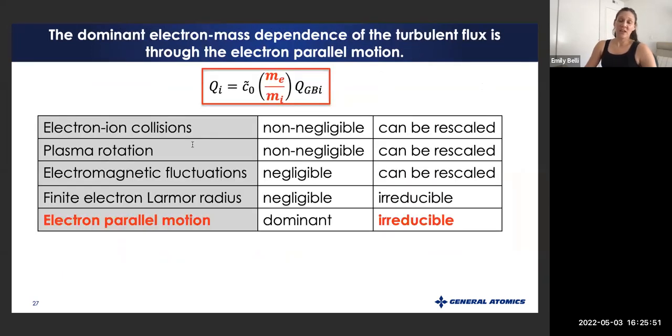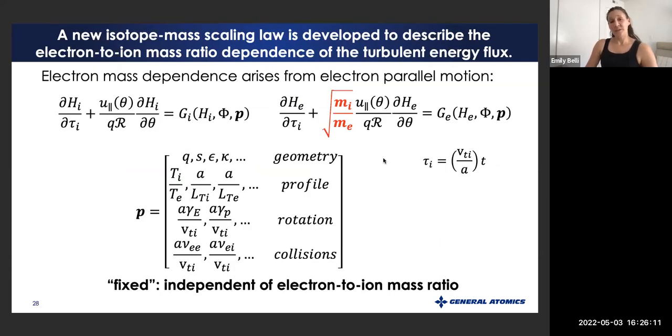Aside from collisions and rotation, for our particular D3D case, electromagnetic fluctuations and finite electron Larmor radius effects are negligible and do not play a critical role in the isotope mass scaling. Our focus then will be on the finite electron mass dependence from the irreducible electron parallel motion. So a new isotope mass scaling law has been developed to describe the electron-to-ion mass ratio dependence of the turbulent energy flux that arises from the non-adiabatic response associated with the fast electron parallel motion.